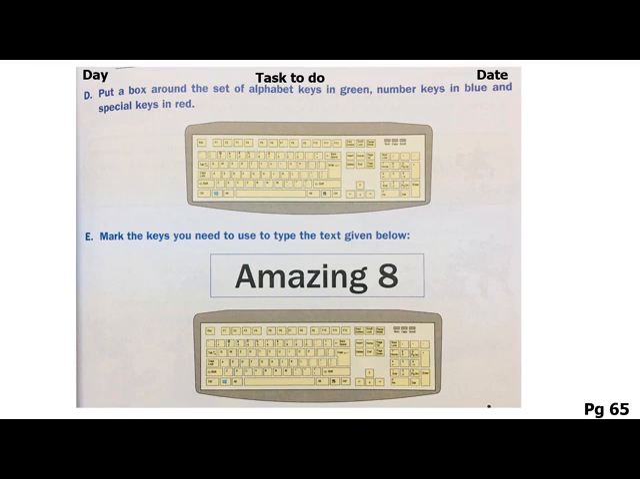Then in E part you have to mark the keys you need to use to type the text given below. You have to type Amazing 8. So now you have to mark those keys which are used to type this text. I hope you have understood how to do this task. Make sure that you do your task neatly.